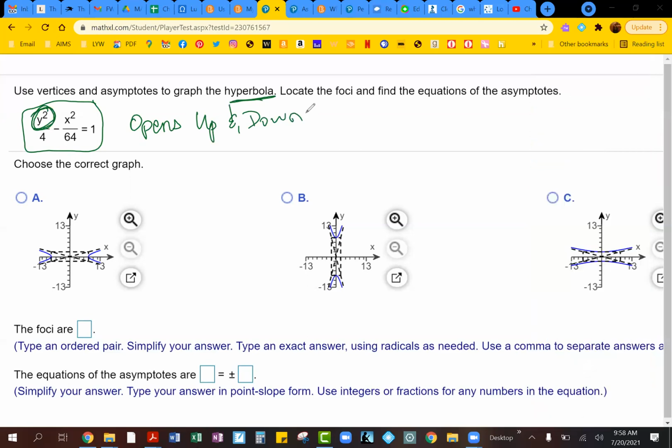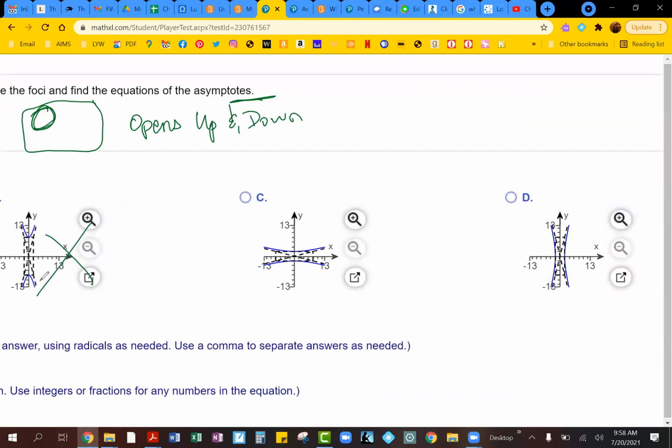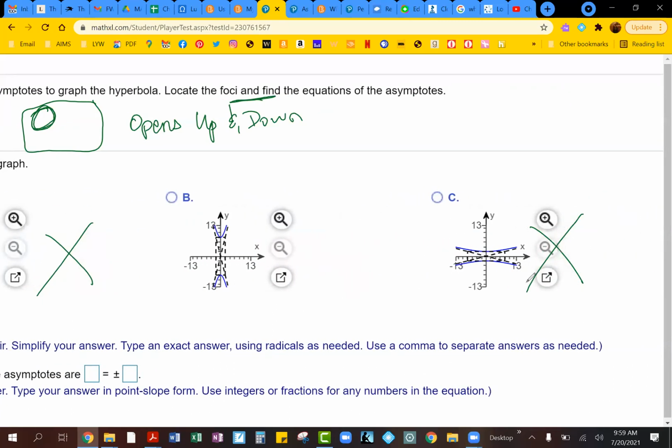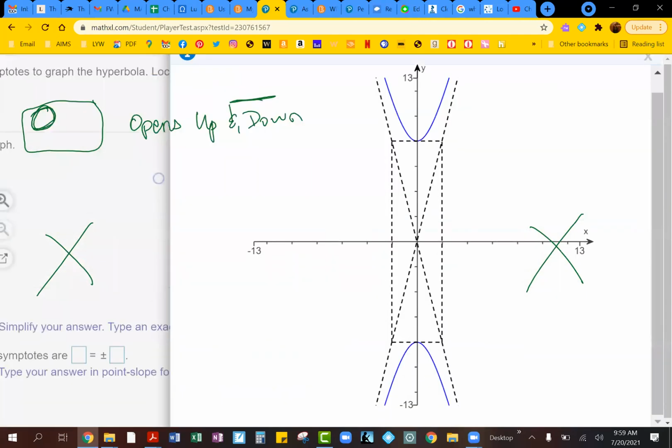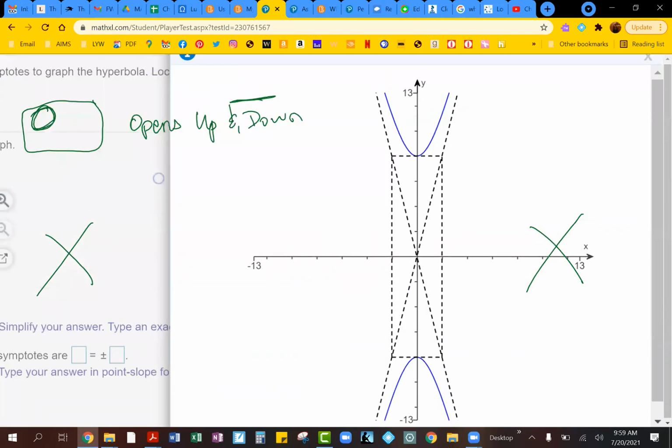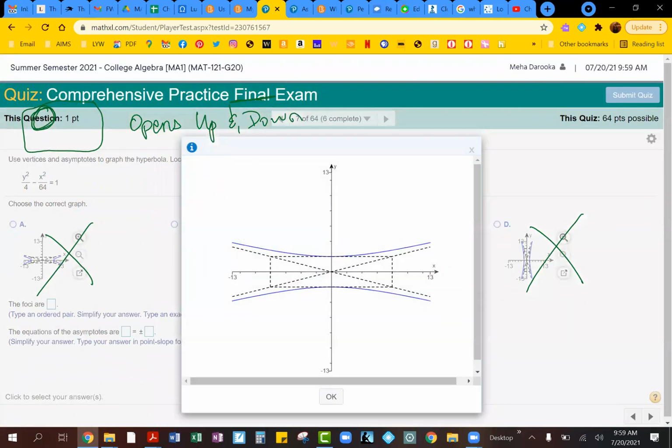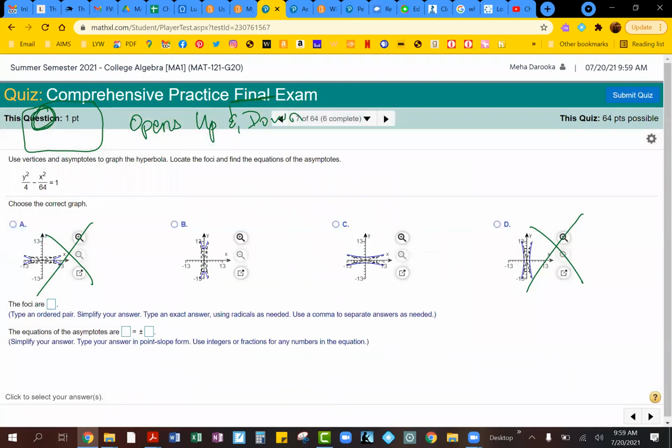So that automatically means anything that's opening left and right is obviously out of the picture. So you are honestly just choosing between the two middle graphs, B and C. And then, of course, you kind of have to see, well, which one is it going to be? So this is what graph B looks like. And this is what your graph C looks like. Anybody want to take a guess at which one it should be?